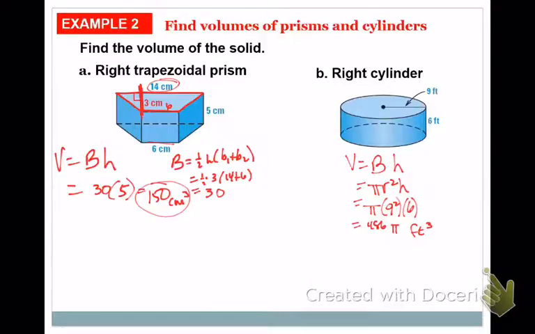Sometimes we work with volume in terms of pi. Okay? So there you go.